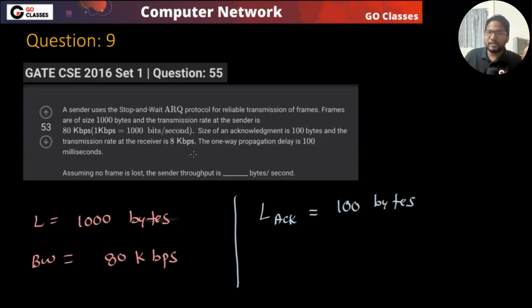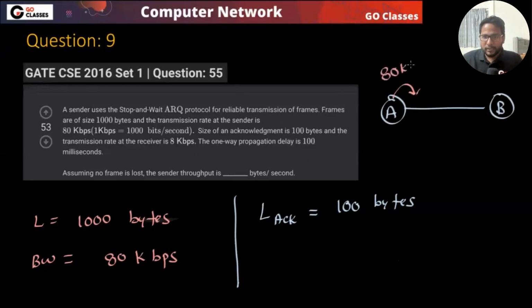And the transmission rate at the receiver is given to you as 8 kbps. Okay. So the transmission rate at the receiver, which means that you are using two channels, it seems, A to B and B to A. So whenever A wants to transmit, it can transmit with 80 kbps speed. But whenever B wants to transmit, it can transmit with 8 kbps speed only. Maybe it is the B which is slow, maybe the channel is different, or maybe there could be many other reasons, but the bandwidth is different at both the sides, right?